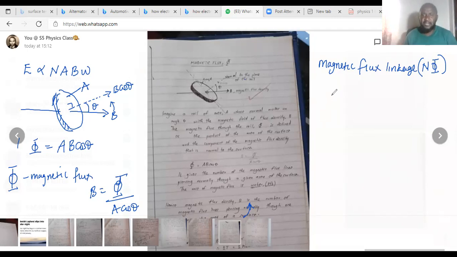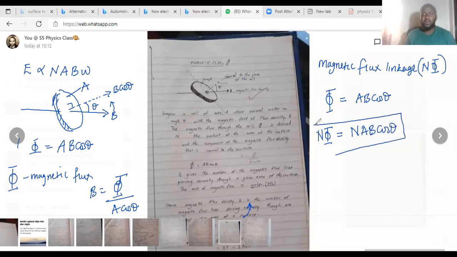Remember, we had already seen that flux phi is given by what? A B cos theta, where B is the flux density, A is the cross-section area of the coil, and theta is the angle of inclination of the coil, the angle between the normal of the coil and the magnetic flux density. Now, total flux, which is magnetic flux linkage, is N phi, which can also be got from N A B cosine of theta.